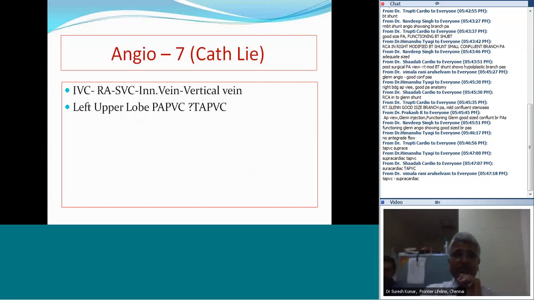From the inferior vena cava to the right atrium to the superior vena cava to the innominate vein to the left vertical vein. And what the cath lie has shown is the catheter going into the left lung from the vertical vein. You do not know whether there is a TAPVC. It could well be TAPVC, but it could well be a left upper lobe partial anomalous pulmonary venous connection also. If only the left upper lobe is draining into the left innominate with a vertical vein, you will get the same cath lie. So it may not necessarily be a TAPVC, it may just be a left upper lobe PAPVC also.